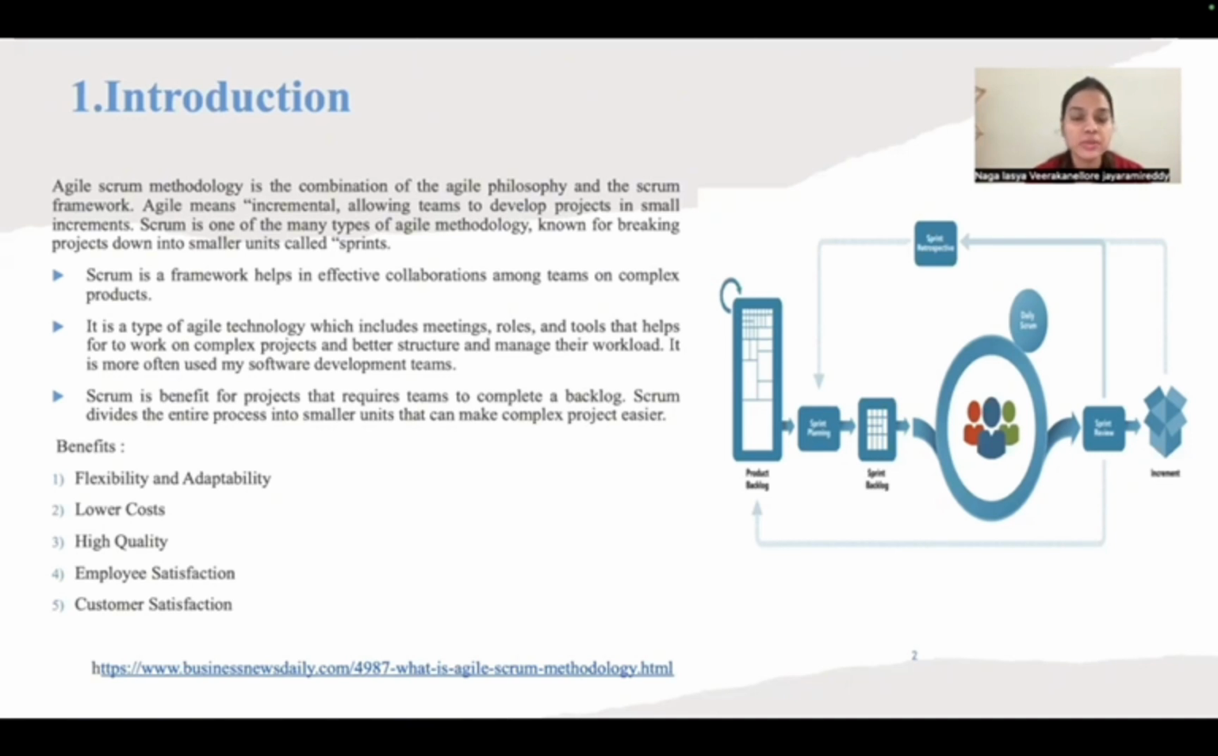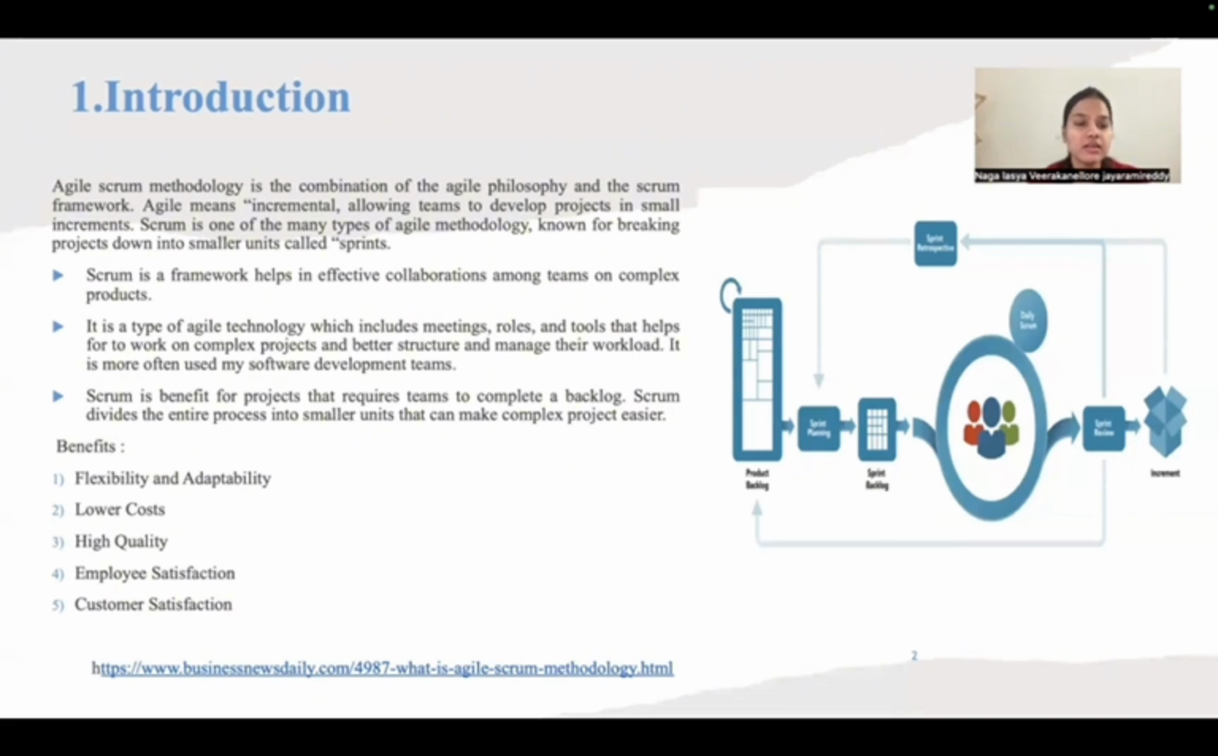Scrum is a framework. It will help for effective collaboration among the teams on complex products. It is a type of agile technology that includes meetings, roles, tools, and helps to work on complex projects and provides better structure to manage their workloads. It is more often used by software development teams. Scrum is beneficial for projects that require teams to complete a backlog. It will divide the entire project into smaller units. It will make the complex project easier.